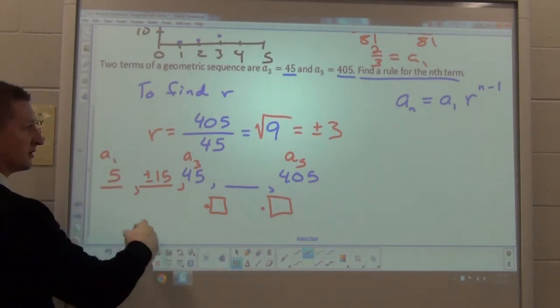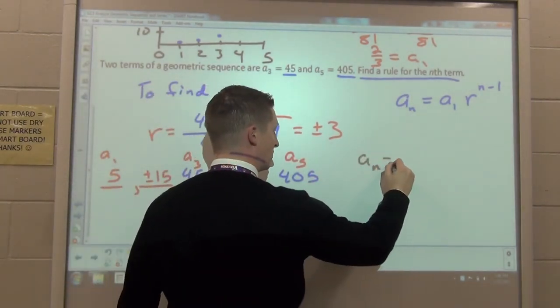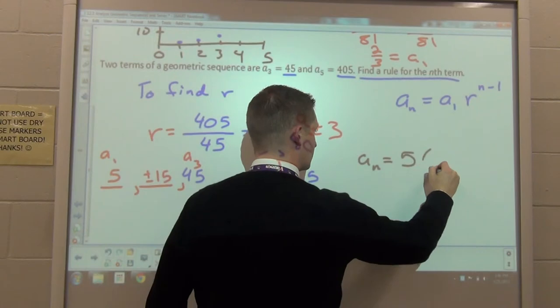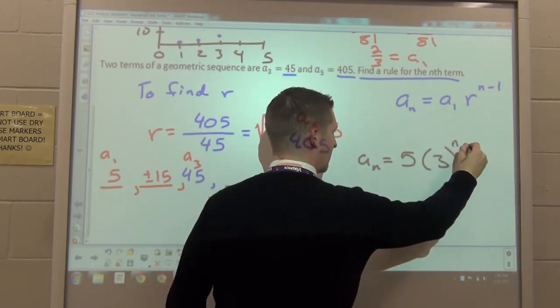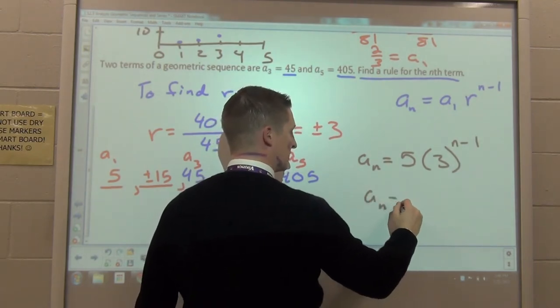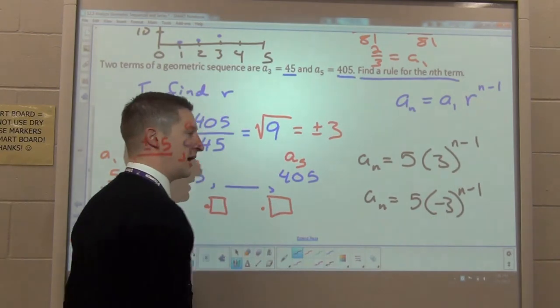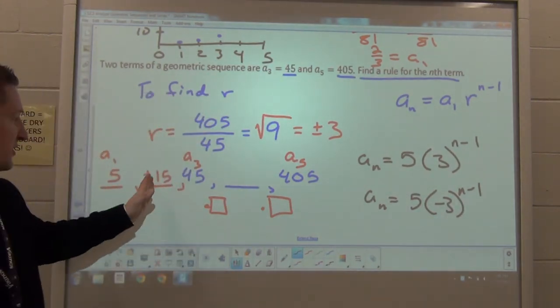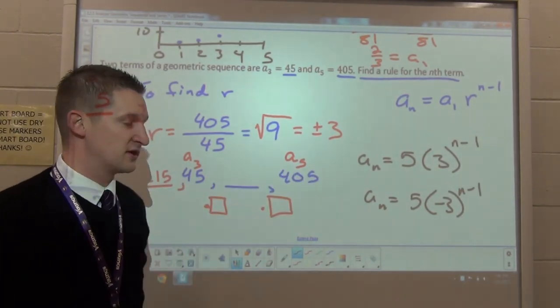So it's just a matter of working backwards to figure out what the first term is. Now that I know the first term and I know the common ratio, I'm going to go ahead and write my rule. My rule is equal to the first term, 5, times my common ratio. I'll put 3 to the n minus 1, and I'm also going to put negative 3 to the n minus 1, because it could be 3 or negative 3 since we weren't told if these terms were negative or not. Okay? So either one of these would be acceptable.